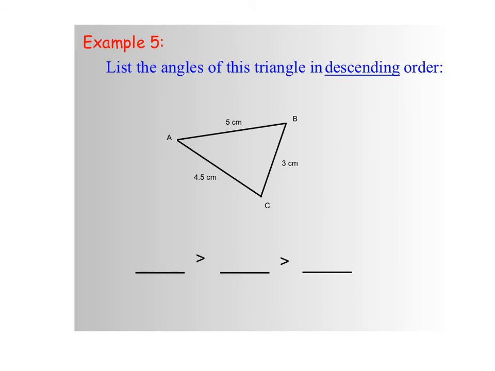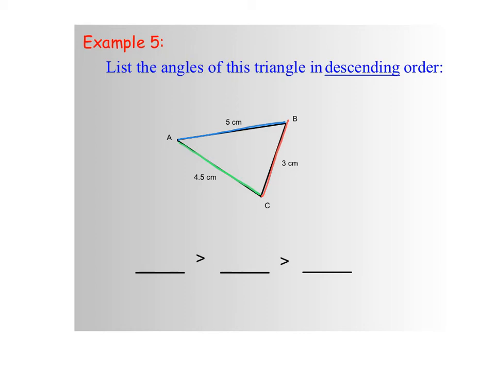Okay, so this is not more complex. I was thinking of the example coming on the following page after this. But this inequality also works when we're given side lengths. As I look at the triangle given, I can see that the largest side is AB. It's 5 centimeters. The shortest side is BC. It's 3 centimeters. And the side in between those two is AC, 4.5 centimeters.